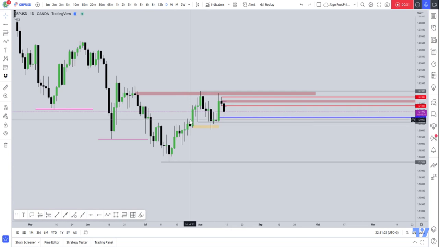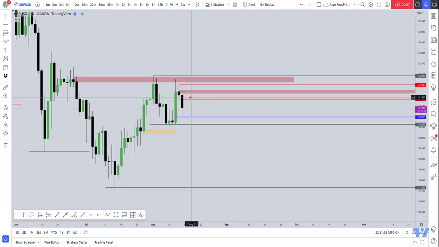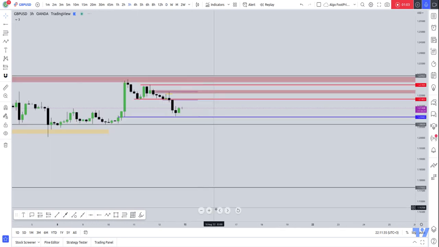You can see price created this bullish order block, price came into it, it went up, failed to take this swing high. Price at today's opening obviously was right here. Now let me quickly go on the 3 hour time frame.